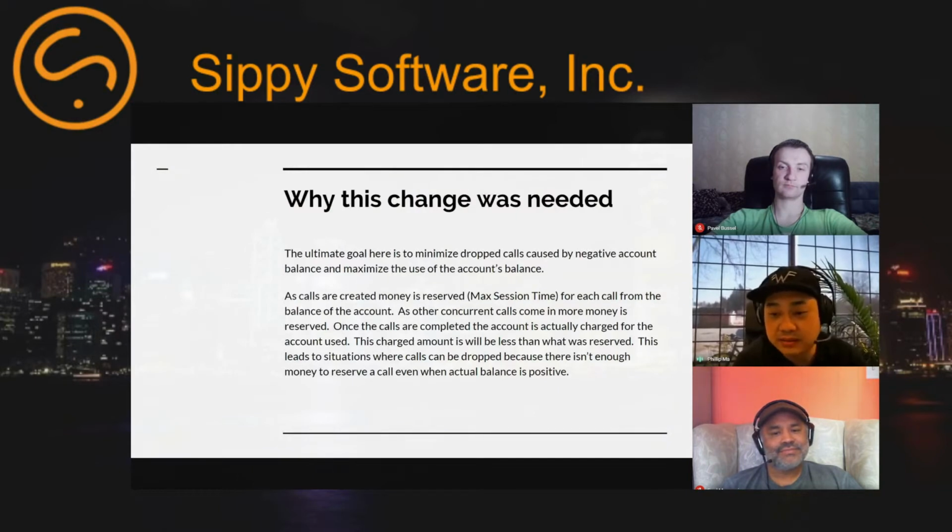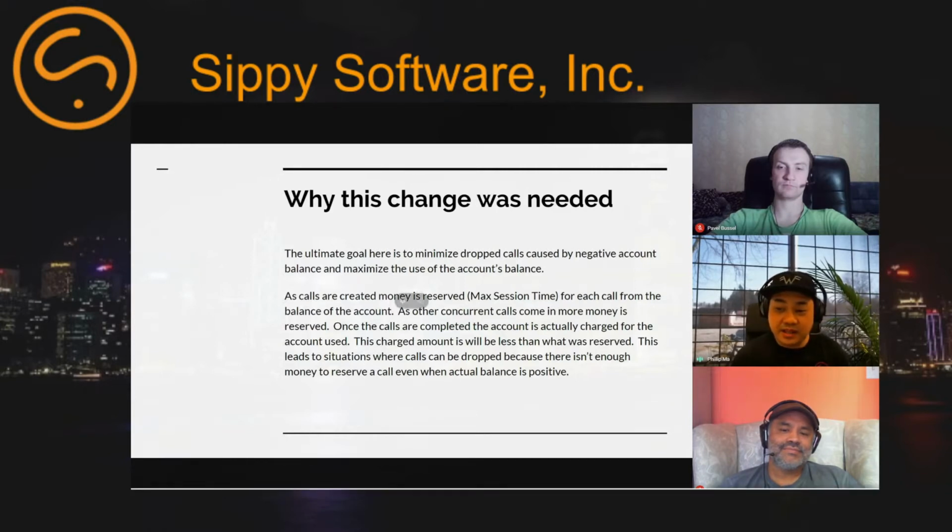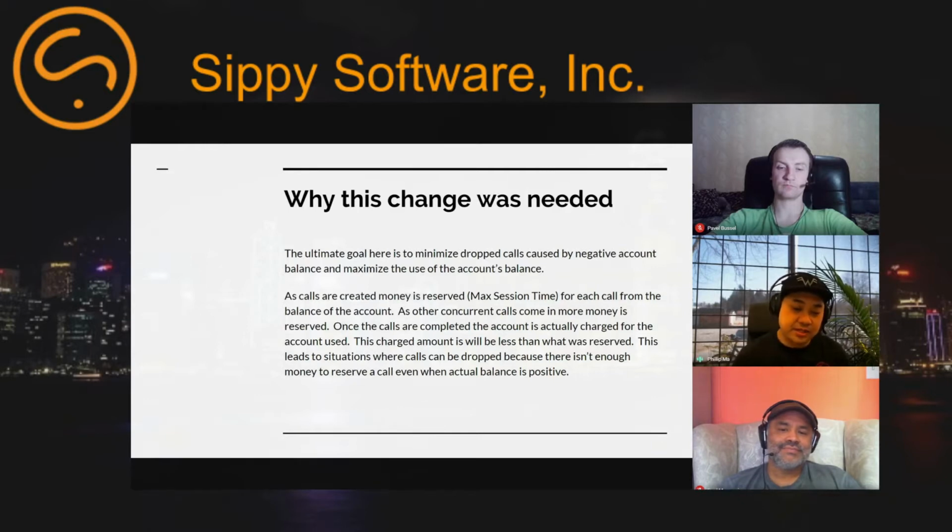This could happen when money gets allocated at the beginning of each call, and this money or balance allocation is based off of the max session time for the accounts. This typically could be upwards to 60 minutes for the max session time. As other calls come into the system, it would also reserve money from the account balance, and this could put the account into a negative state. This would inherently prevent calls from moving forward.